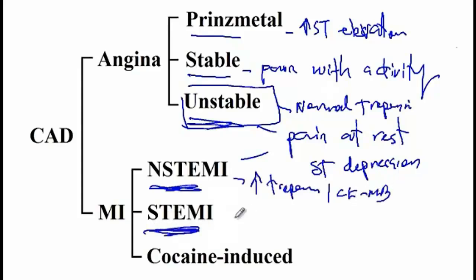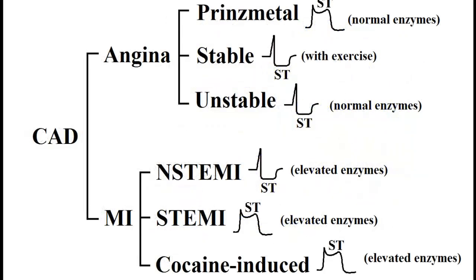In patients with STEMI, there is a much more severe myocardial infarction, which causes a transmural infarction, which means that the entire thickness of the heart is damaged, and thus it would cause ST elevation and elevated troponins and CK-MB.